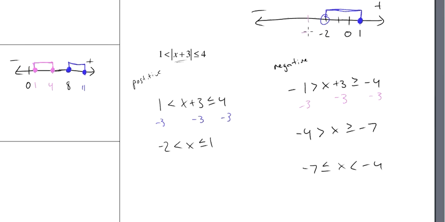So negative 4 here and negative 7. That negative 7 is an inclusive value. That's the or equals. Negative 4 is not a solution because it's not or equal to. And the numbers here in between are my solutions. So see how we have two different groups of numbers that are going to be solutions when we have compound inequalities of absolute values.